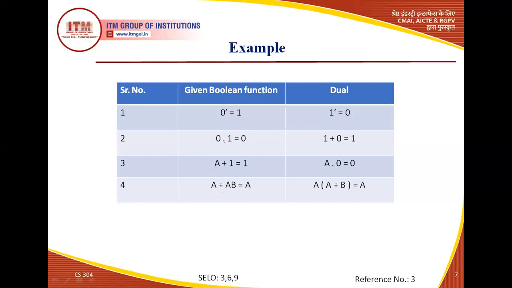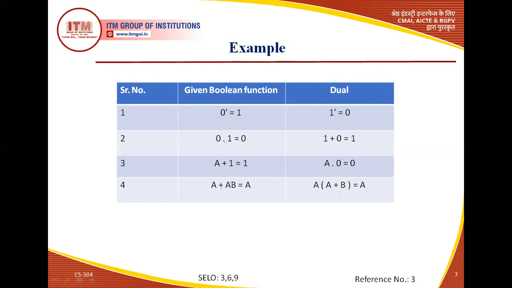Okay. Now take another example, that means A plus AB equal to A. So A will be the same, plus will be changed to dot and that dot will be changed to plus. So it will be A dot (A plus B) equal to A. We already discussed, this is the absorption law. So absorption law is also written as A dot (A plus B), which produces the same output as A. So this is the duality property.